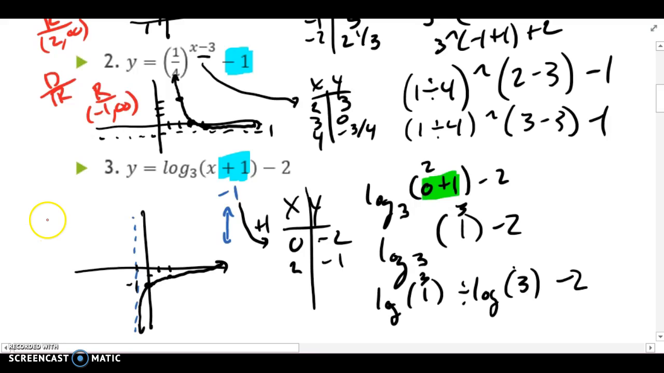Our domain and range is a little backwards, so domain is all the way from the asymptote to infinity, and range is all real numbers, because it goes up and down forever. So that's the graphing standard for our test that's coming up.